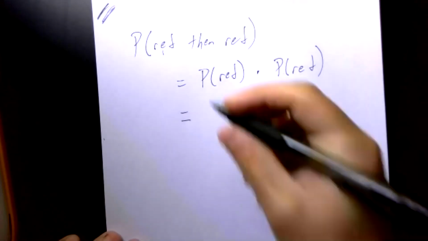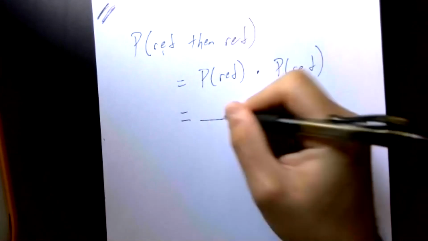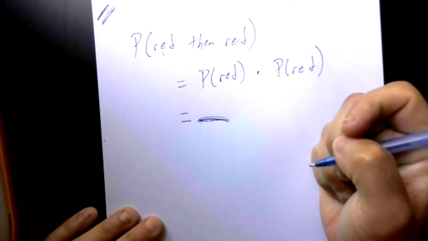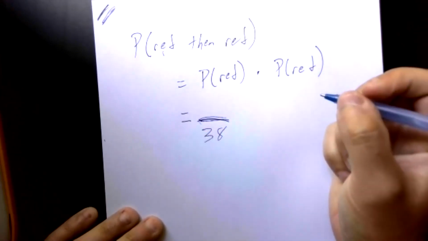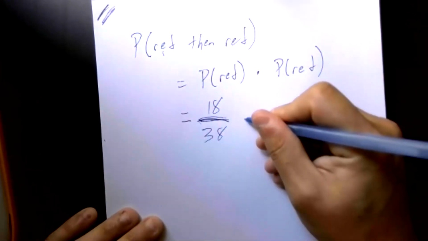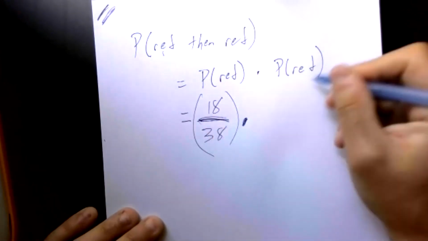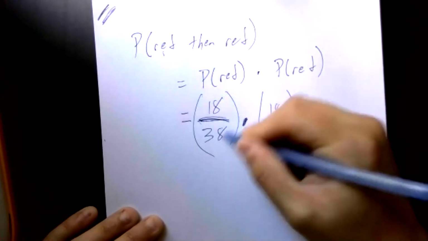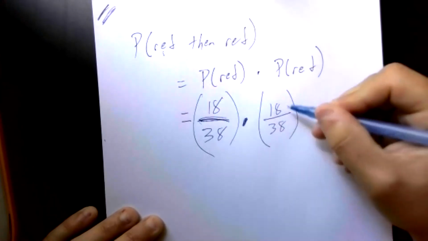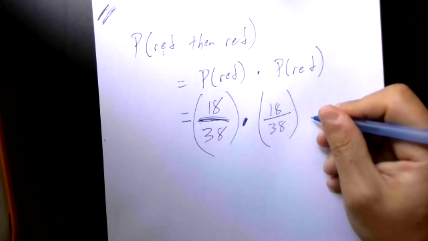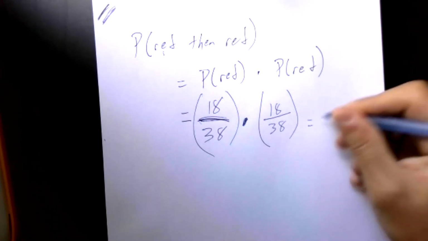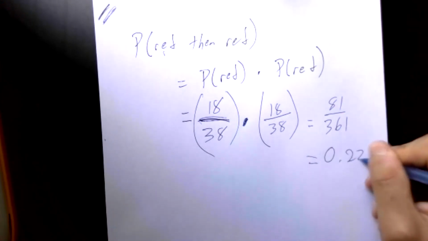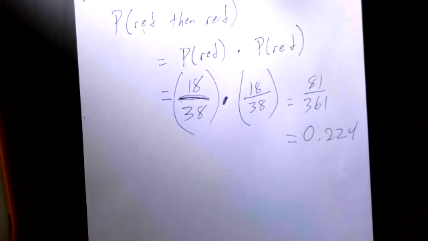So, how many total spaces are there? There are 38. How many red spots are there? 18. Times, nothing is going to change on the second time. The first event is independent. It doesn't have any effect on the second event. So this makes 81 out of 361, which is 0.224, or around 22%.